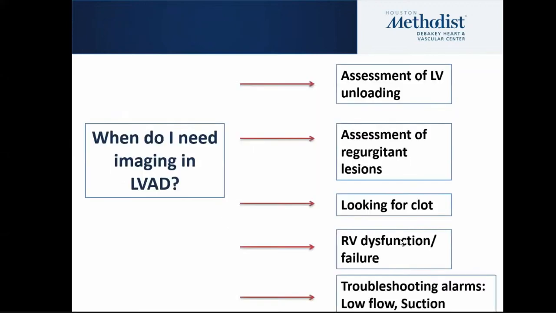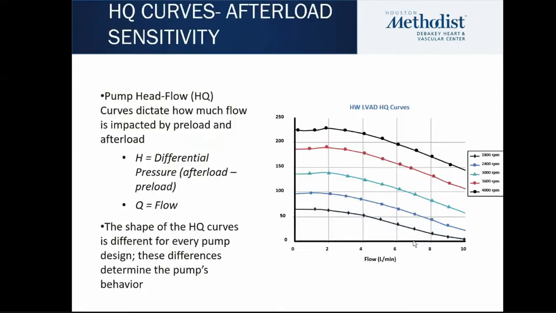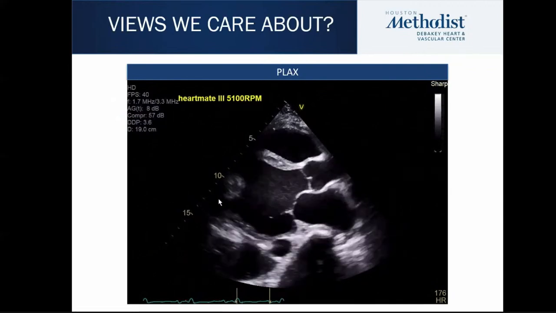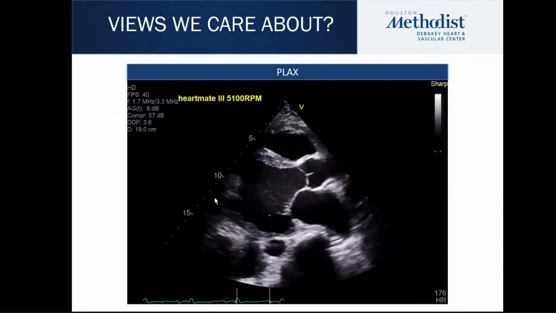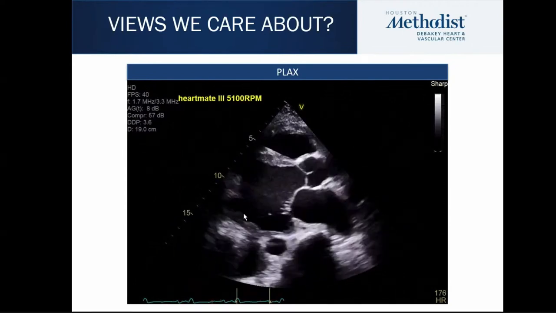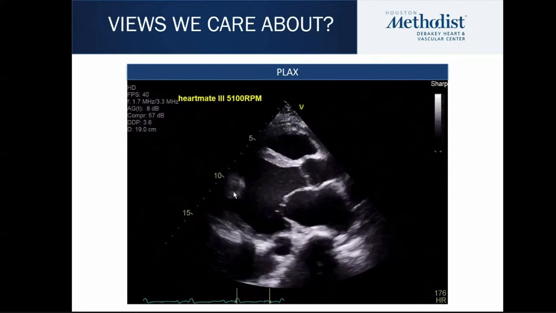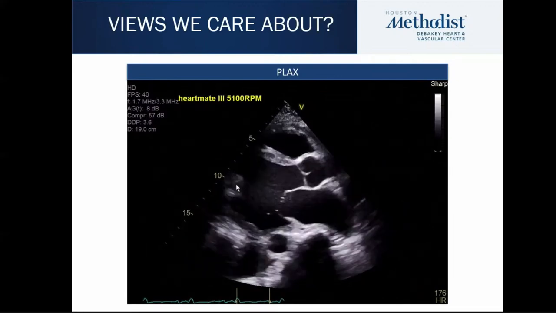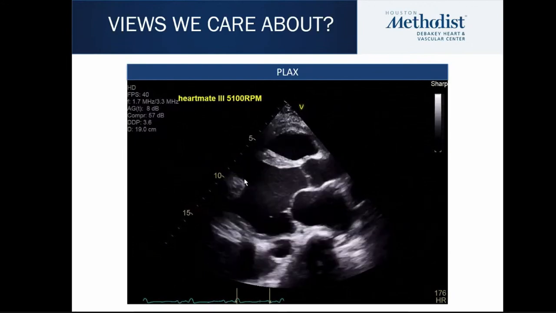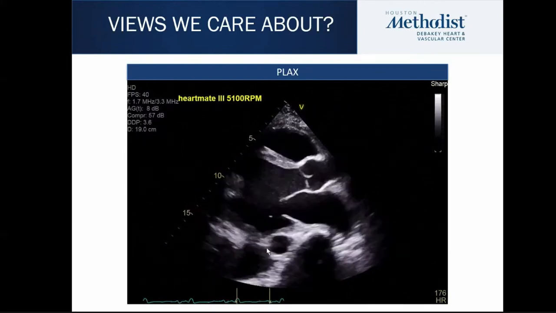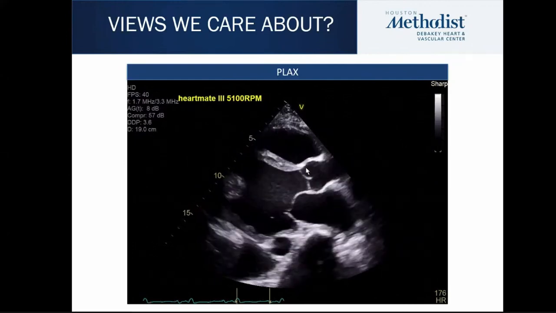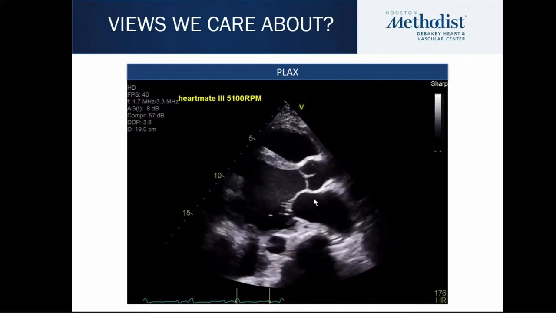Now, going forward to what we expect in an echocardiogram. This is a parasternal long axis. When I see this image at first, I look at the LV end diastolic dimension. You can see the inflow cannula in the left ventricle here. The position of the inflow cannula is important, whether it's abutting the septum or the lateral wall. In addition, whether the aortic valve is opening or not. Here you can nicely see that the aortic valve does not open.